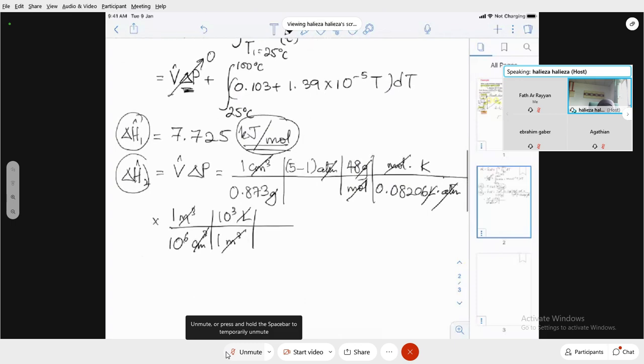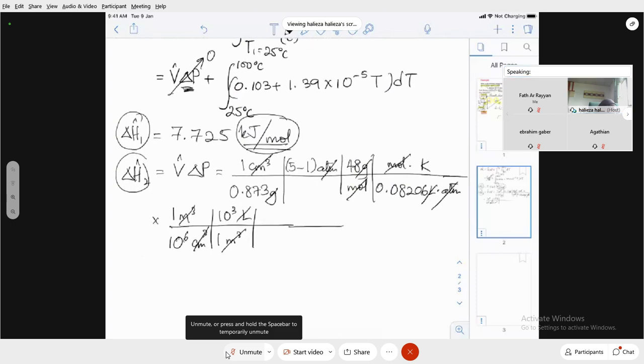I need to cancel the Kelvin there, so I'm going to write my gas constant in the numerator: joules per mole per Kelvin. I can cancel my joule and my Kelvin, but still not the same unit. I need to change my joules to kilojoules: 10 to the power of 3 joules is 1 kilojoule. Now I'm going to have the same unit as the one I calculated for my change in enthalpy, step 1.